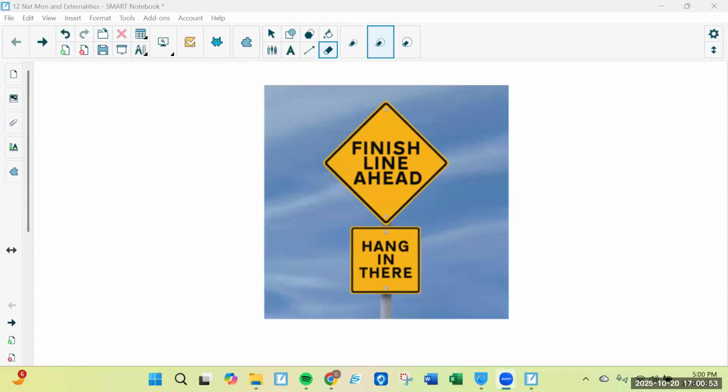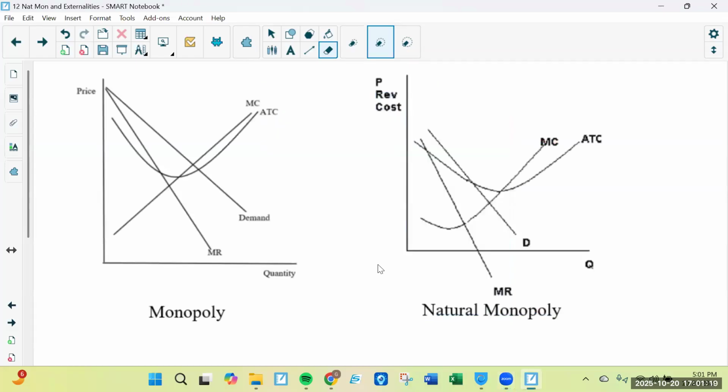So the last unit here is the MRG unit. What we're going to do is talk about natural monopolies, and we're going to talk about equity in this unit. So finish line is ahead, hang in there, keep on going. If you're watching this video and you're getting to this unit, just keep on trucking, you're almost there.